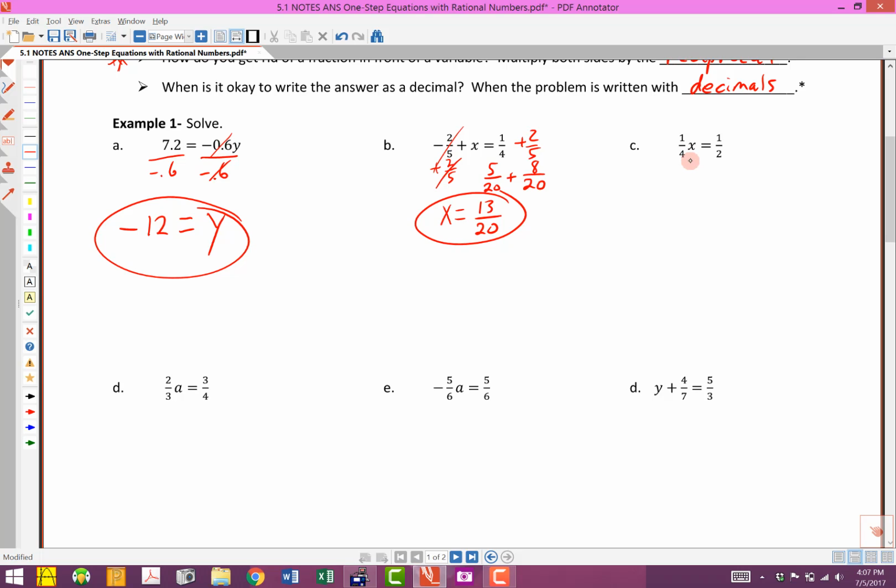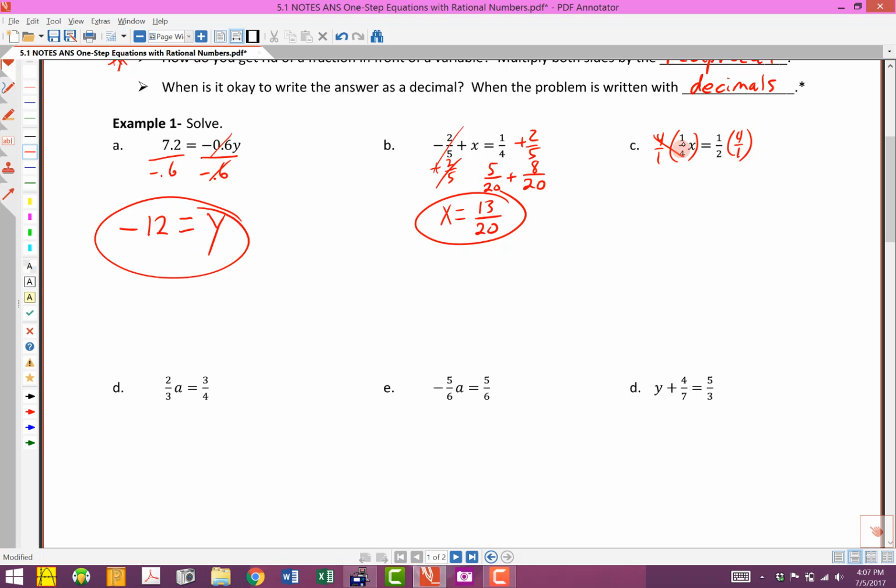Okay, here's another one. Now, on this problem right here, we've got a fraction in front of the variable. So I will tell you that the easiest way to think about this one is we're going to multiply both sides by the reciprocal. So we're going to multiply by the reciprocal of 1/4, which is 4/1. So I'm going to multiply this side by 4/1 as well.